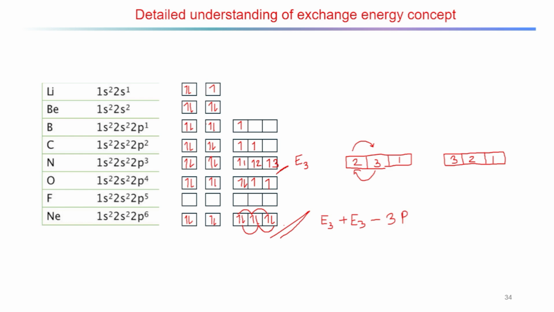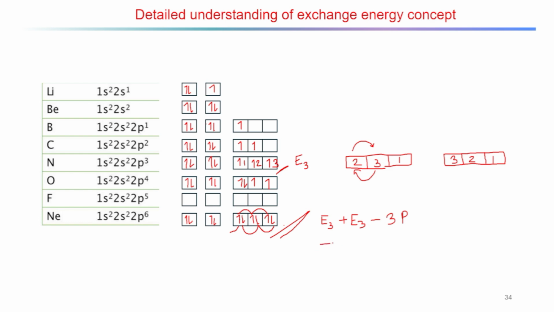So these electrons are exchanging, the upspin electrons. That's why we are getting stability in terms of exchange energy, E3. These downspin electrons are also exchanging between them. That's why we are getting another stabilizing energy term, another E3. And we are breaking these pairs, so we have to expend some energy. So that's why this 3 pairing energy we have to subtract.